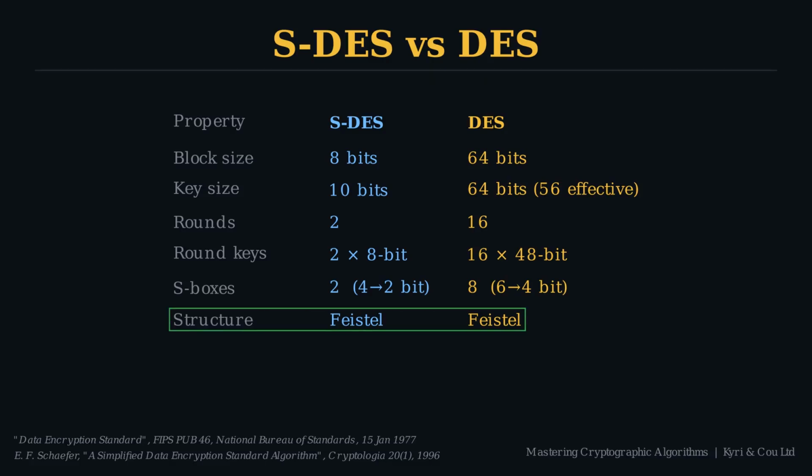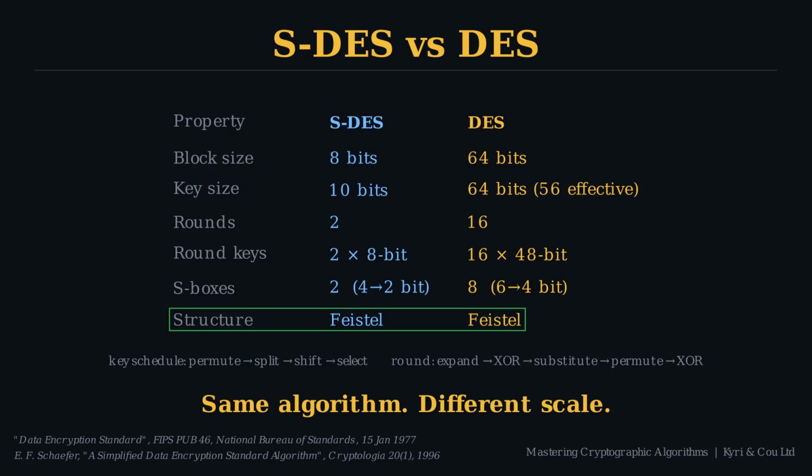Both are Feistel networks with an identical skeleton. The key schedule permutes, splits, shifts, and selects. Each round expands, XORs with the round key, substitutes, permutes, and XORs the other half. You've already run every one of those moves. So the next time you see the DES block diagram, you'll know what's inside every box, down to the individual bits. It's the same algorithm at a different scale.